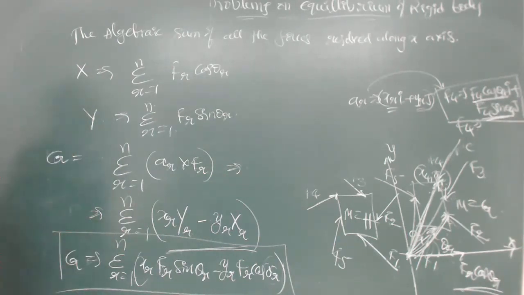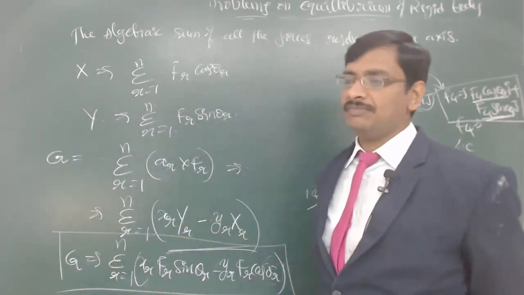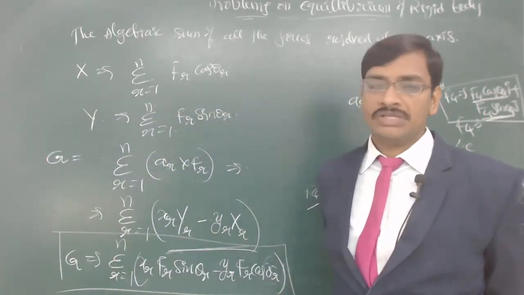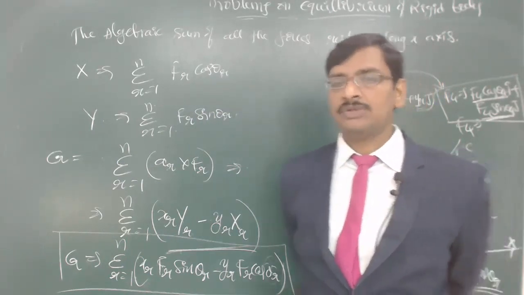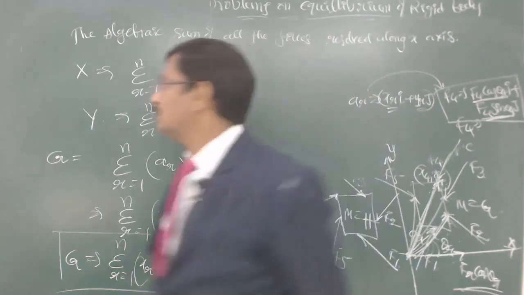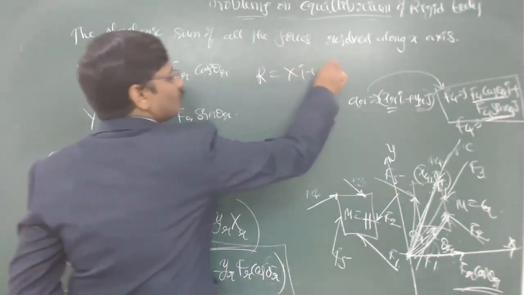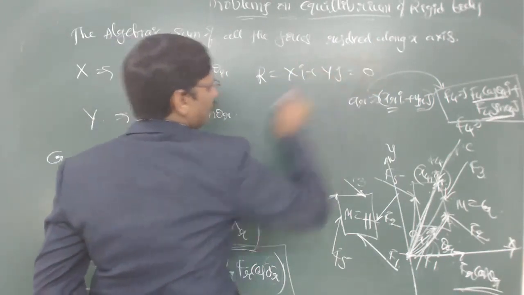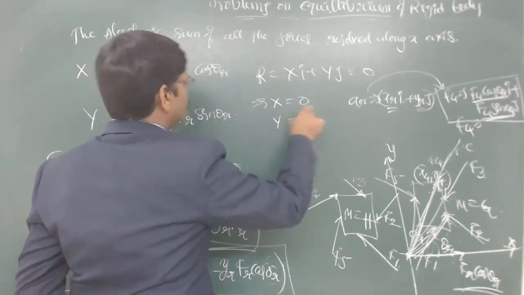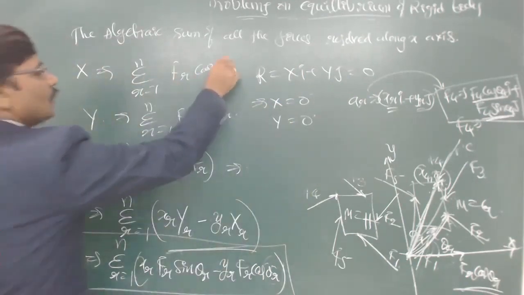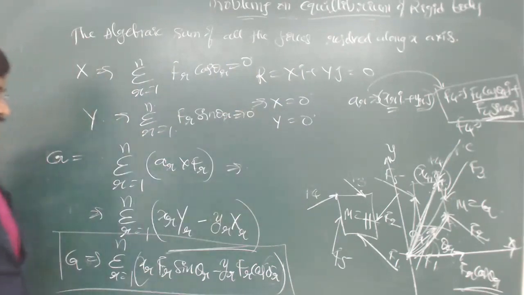Now here, all the forces together are resulting in a single moment G. That's what was stated, which essentially means that no resulting force is acting on it. If there is no resulting force, then R will be equal to 0, right? R equal to Xi plus Yj equal to 0. It implies that X equals 0 and Y equals 0, which implies that this value is 0 and this value is 0. Got it?